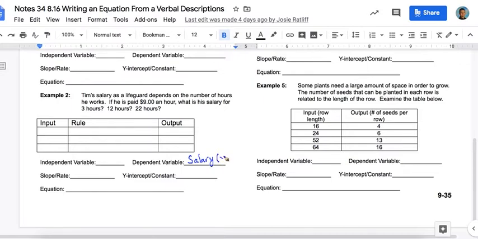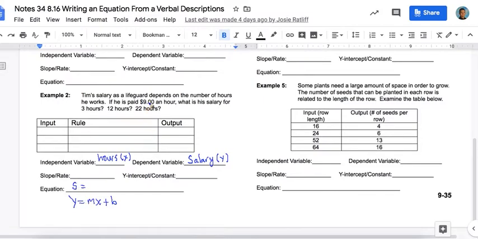And remember, that represents the y, and y equals mx plus b, even though we're going to use s for salary. And then the independent is the hours. And we're going to use h, but that represents the x, and y equals mx plus b. Okay, so let's write our y equals mx plus b because that's the form we want it to look like. And we know that the salary is going to replace the y, so s equals.